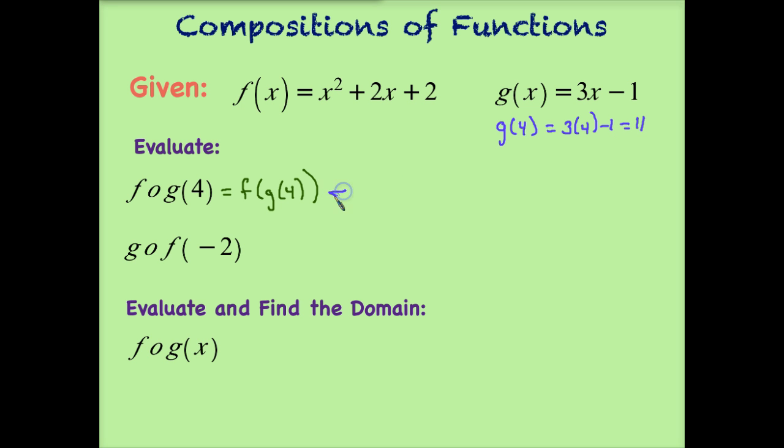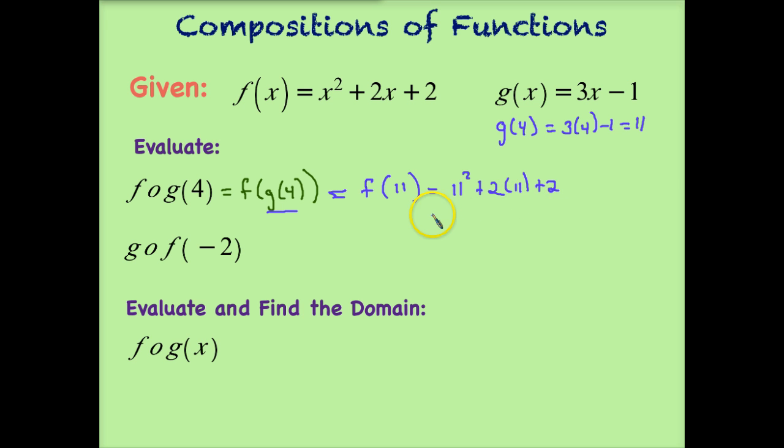So now we can write this function this way. F, we're going to evaluate at 11. This inner portion, g of 4, gave us a value or an output of 11. So now we're going to take our f function and evaluate it for 11. So we would have 11 squared plus 2 times 11 plus 2.